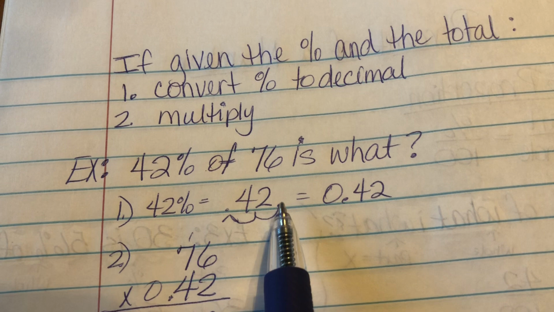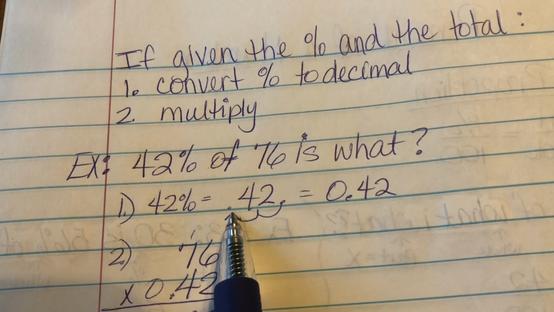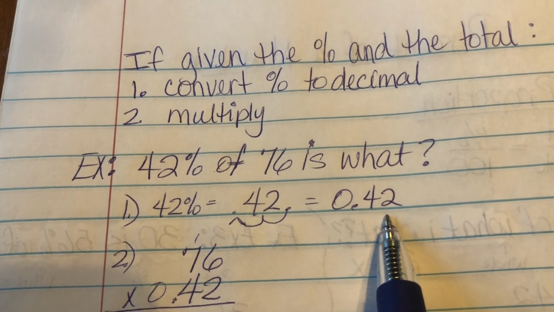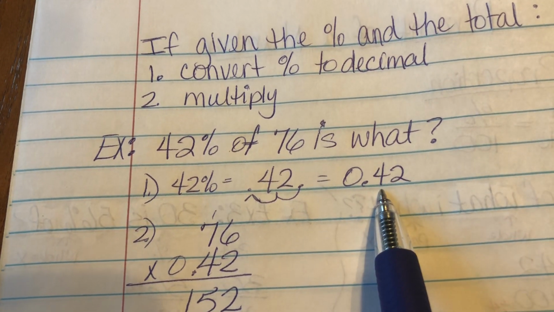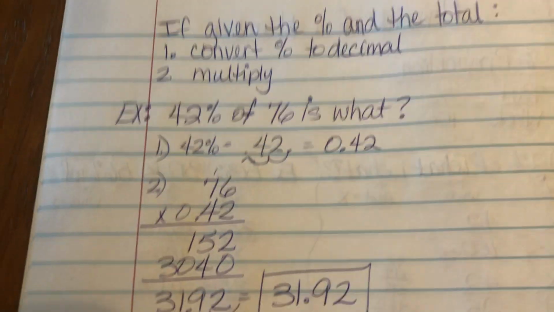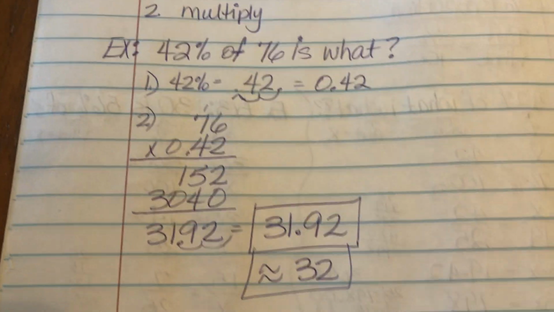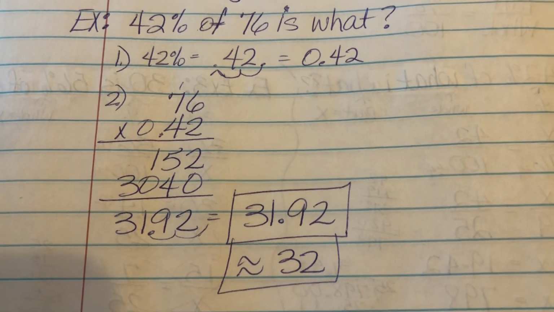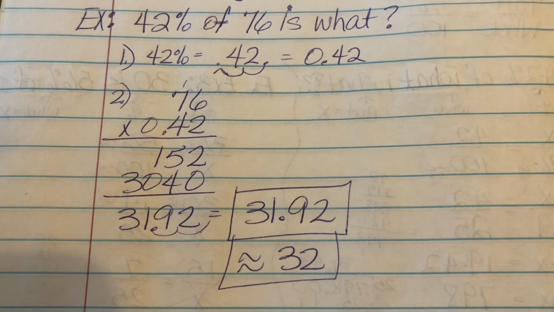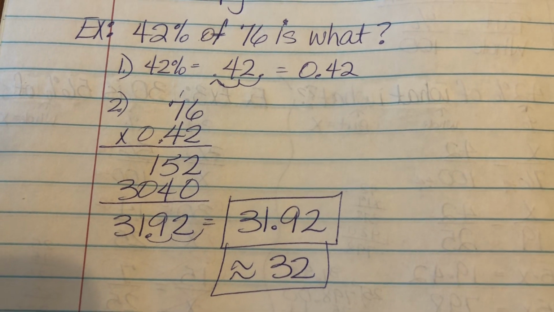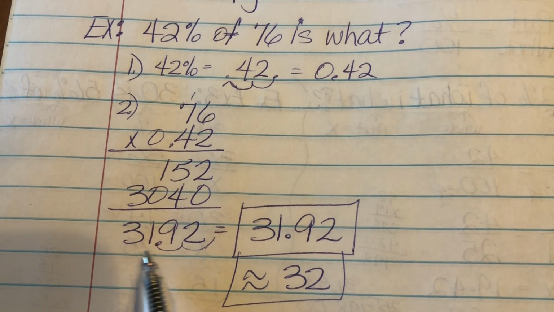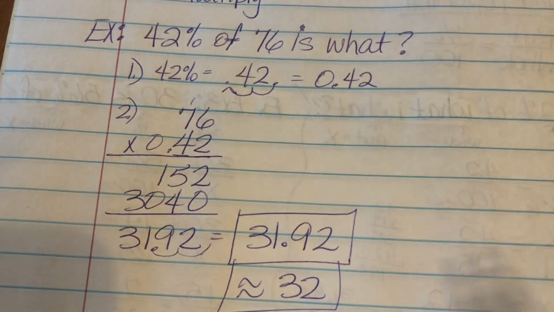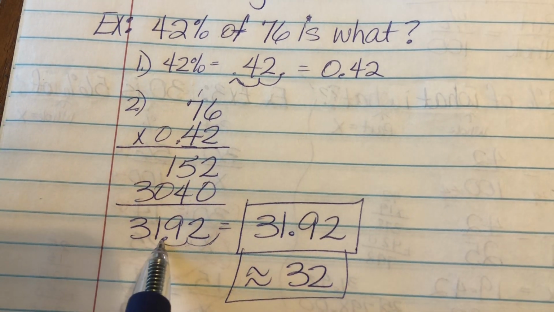Remember, move your decimal point to the left 2 times to go from percent to decimal. So we get a decimal of 42 hundredths. Now we're going to take this decimal and multiply it by the number we're given in the problem. Notice I basically did the exact same example as example 1 on the other side, and we get the same answer because it's the same numbers. Once we multiply this out, we get 3192. And remember, you count your decimal places. So we have 1, 2, so that means we move over 1, 2 times.